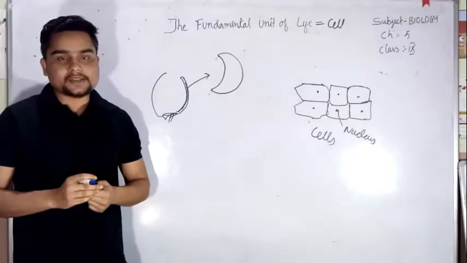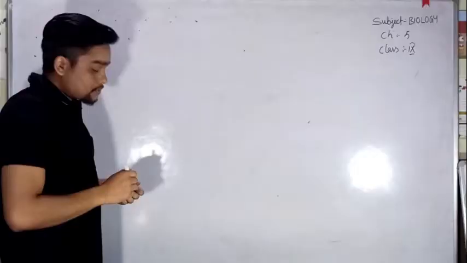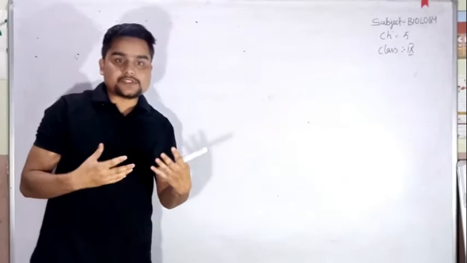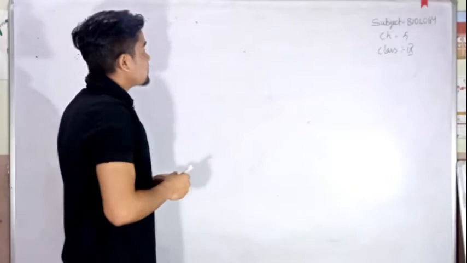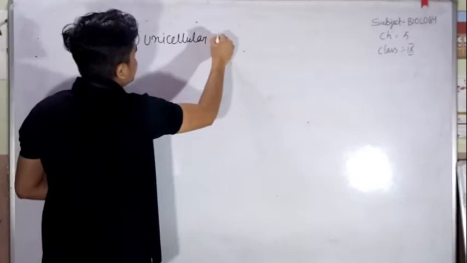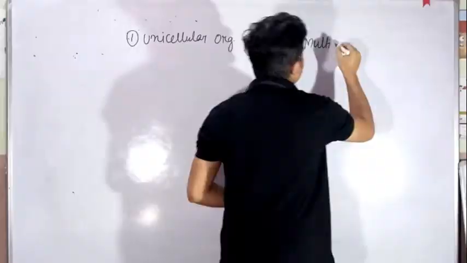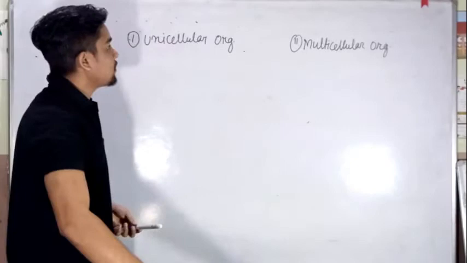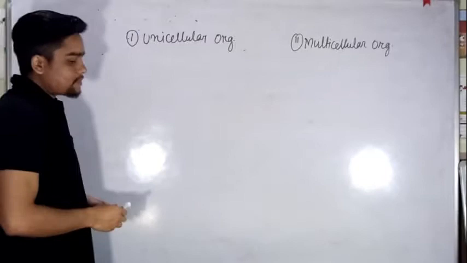So next, we can divide organisms into two types according to the number of cells present: unicellular organisms and multicellular organisms.